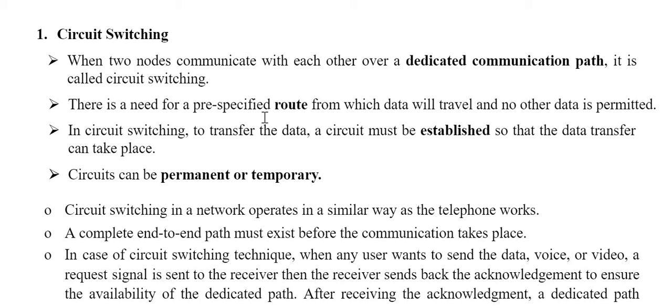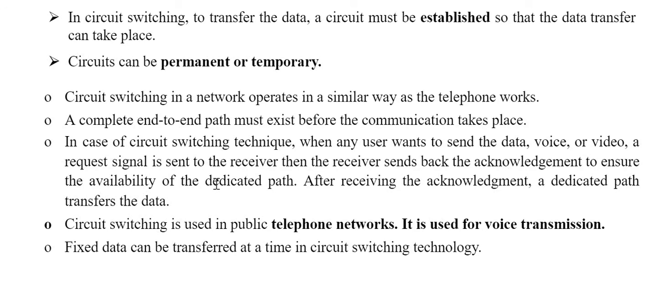As you know, in a computer network there are multiple paths from which the data can travel. But in circuit switching, the path will be fixed, and no other data is permitted to travel through that path while a particular data is using it. In circuit switching, to transfer data, a circuit must be established. A circuit is established means a predefined path is established so that data transfer can take place. This circuit can be permanent or temporary.